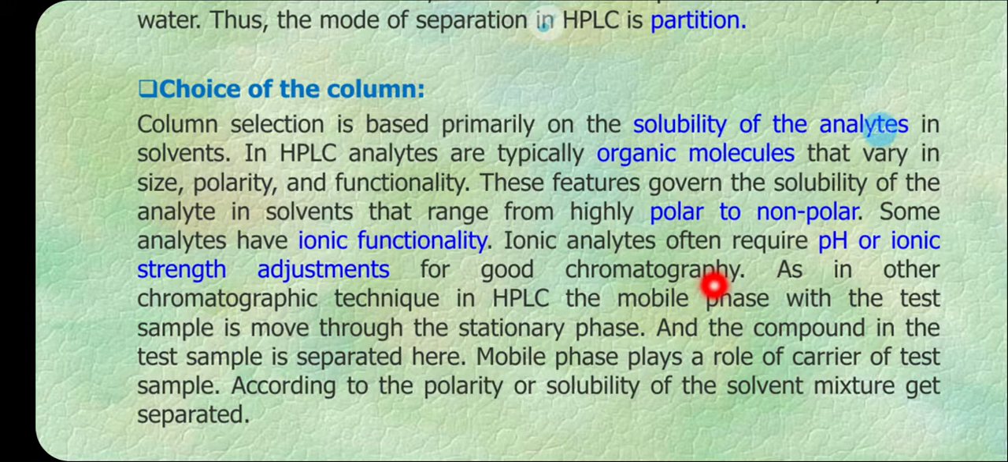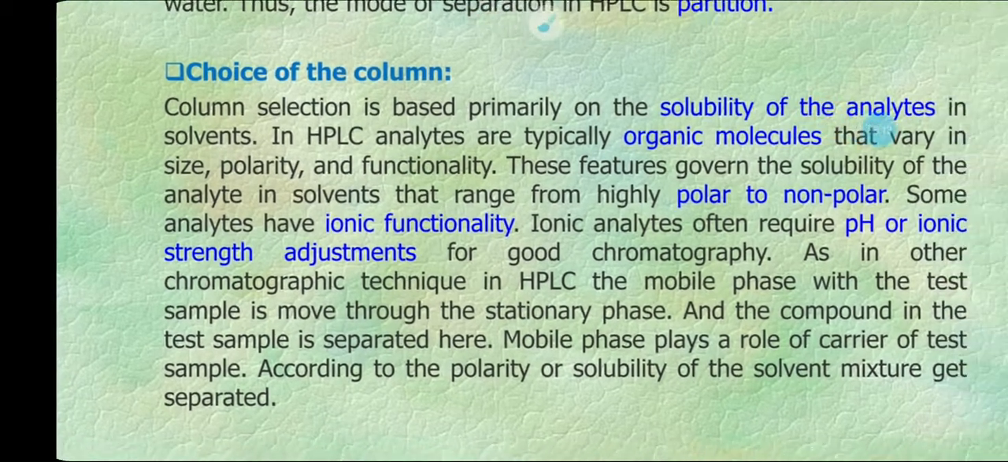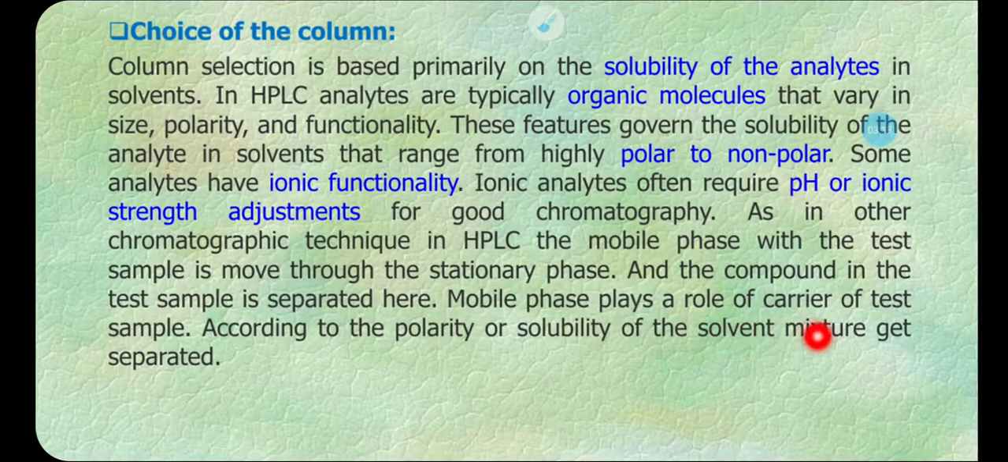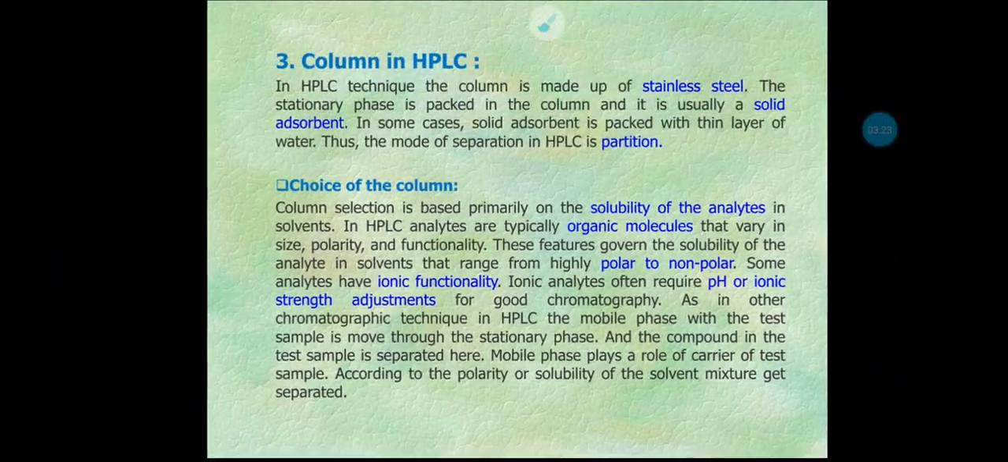in chromatography. As in other chromatographic techniques, in HPLC the mobile phase with the test sample is moved through the stationary phase, and the compounds in the test sample are separated in the column. So the mobile phase plays a role as a carrier for the test sample. According to polarity and solubility, the test sample is separated in the column and eluted at different time intervals. We call this the retention time.